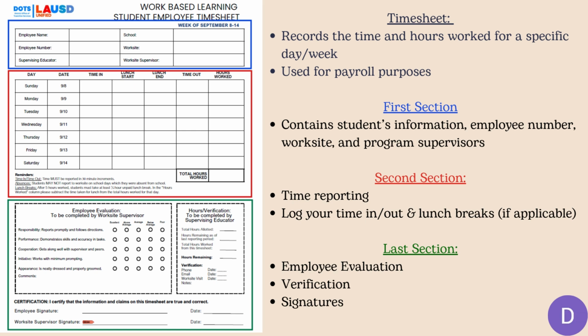The timesheet is broken down into three sections. The first section, or blue section, records information about you, the employee, the worksite, and program supervisors. The second, or red section, is where you, the employee, record the days and times you have worked for that specific week. The last section is the employee evaluation, verification, and certification section, or the green section. This section is to be completed on the last day worked.